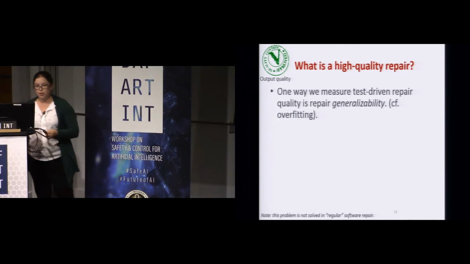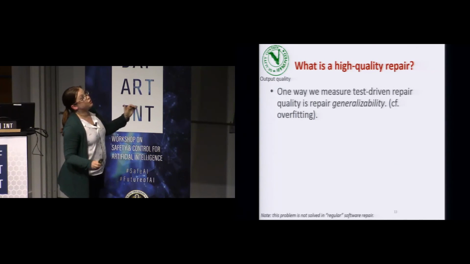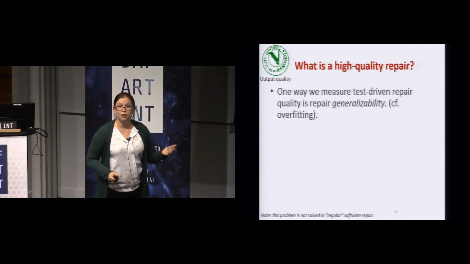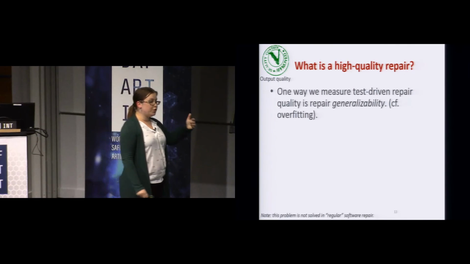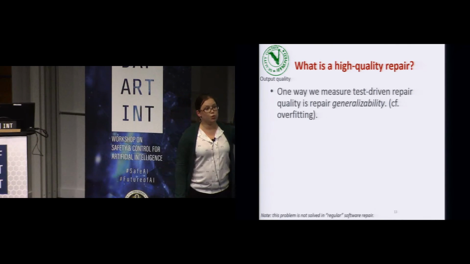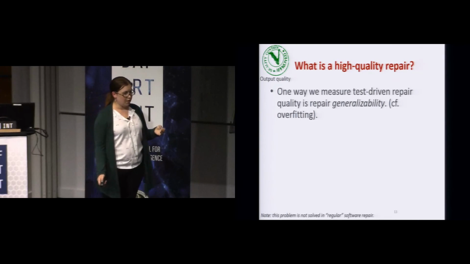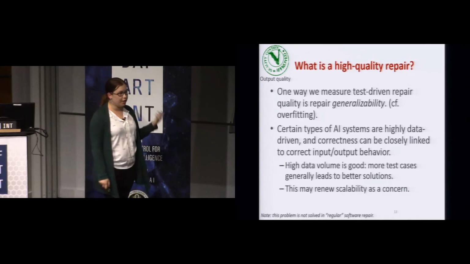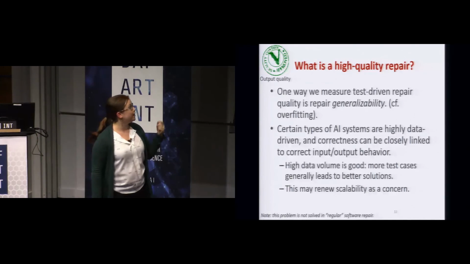Just to wrap up on this issue of output quality. As I implied, one way that we already measure test-driven repair quality in generic software systems is via generalizability, which is sort of the inverse of overfitting. So any world in which you can help me reason about the degree to which we're overfitting to test inputs is a world in which we can transform software systems that use AI in a way that gives us high confidence. And there is a sense in which AI systems are particularly well suited to this kind of transformation for repair because so many of them are so highly data-driven.